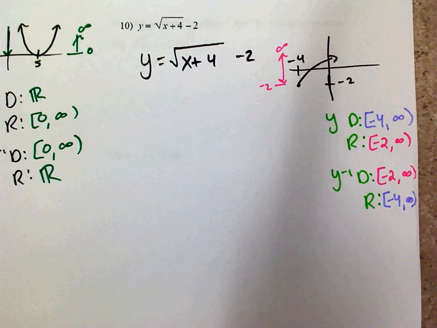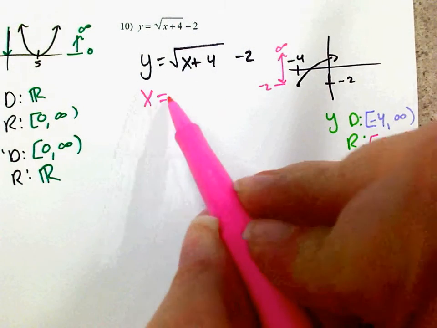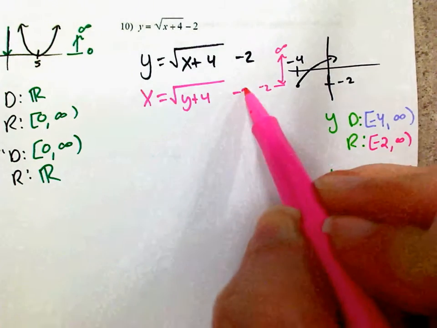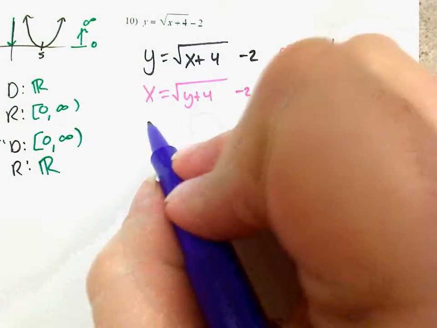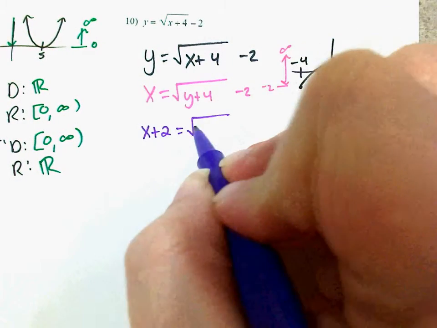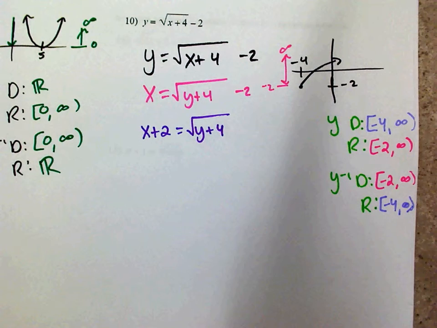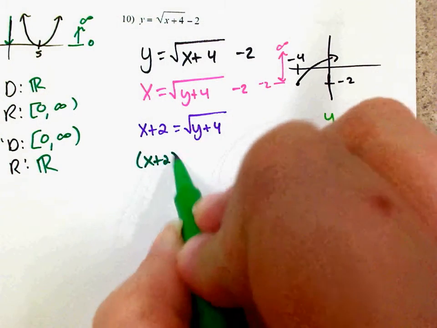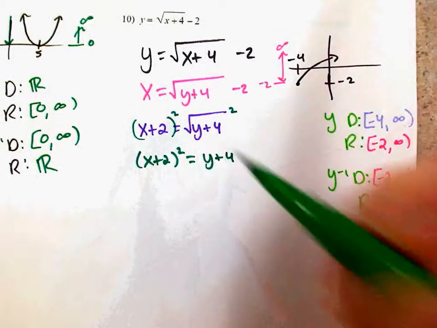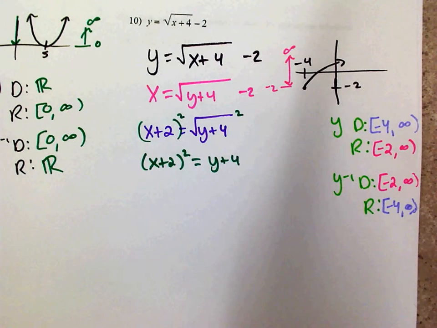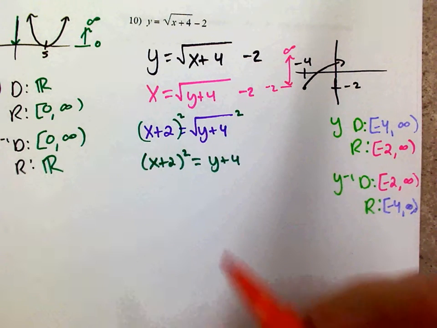So the first thing I'm going to do is switch x and y. X equals the square root of y plus 4 minus 2. I need to add the 2 to both sides. So I get x plus 2 equals the square root of y plus 4. I need to get rid of the square root by squaring both sides. So x plus 2 quantity squared equals y plus 4. Okay? And then I need to subtract the 4. So I subtract the 4, subtract the 4. And then x plus 2 quantity squared minus 4.